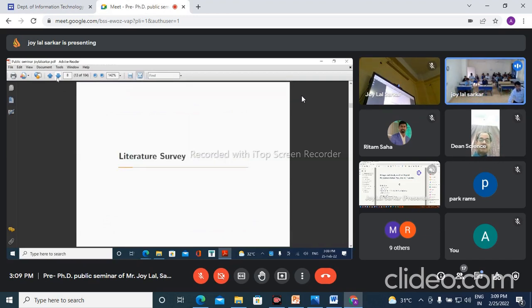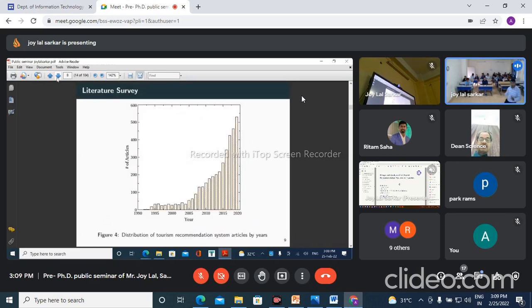Next, I started some of the literature work, and this is the motivation of my work. You can see the distribution of tourism recommendation system articles by years. From 1992 up to 2020, you can see the graph of the tourism industry. How is the graph going? How many research papers are published? You can see it is almost more than 500. This is the database based on the Web of Science.